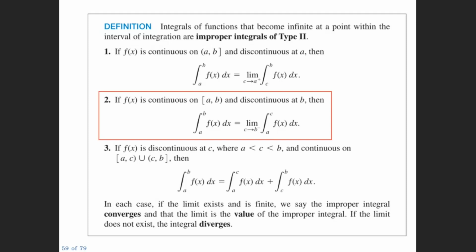If f is continuous on the half open interval between a and b, where it's now discontinuous on the right hand side, at b, we do basically the same thing. We replace b by a different letter, let's say c, and then we take the limit as c tends to b from the left this time.